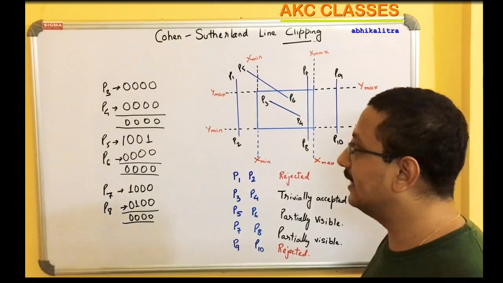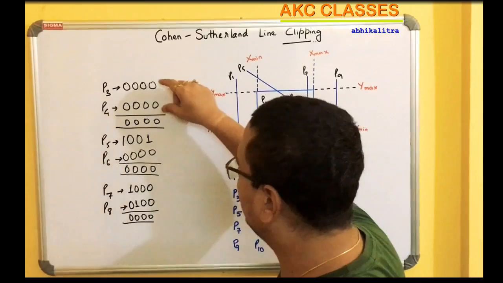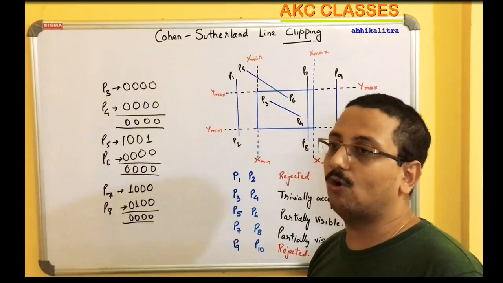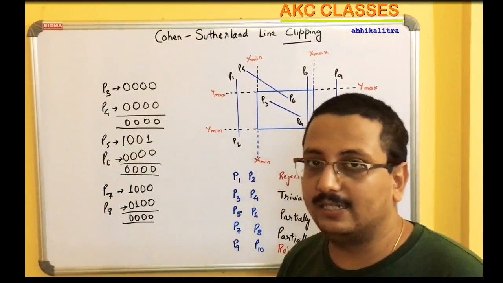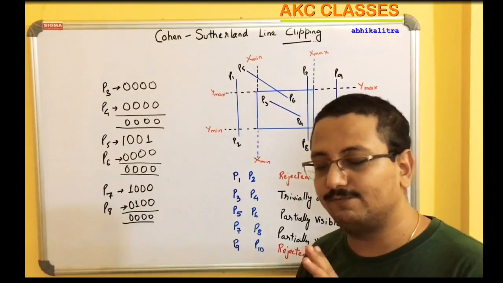Now what we do is that before performing the logical AND operation, if we perform a logical OR operation between these two, and if we see the outcome is all zeros in the logical OR operation as well, then we understand that the line is obviously inside and will be accepted.